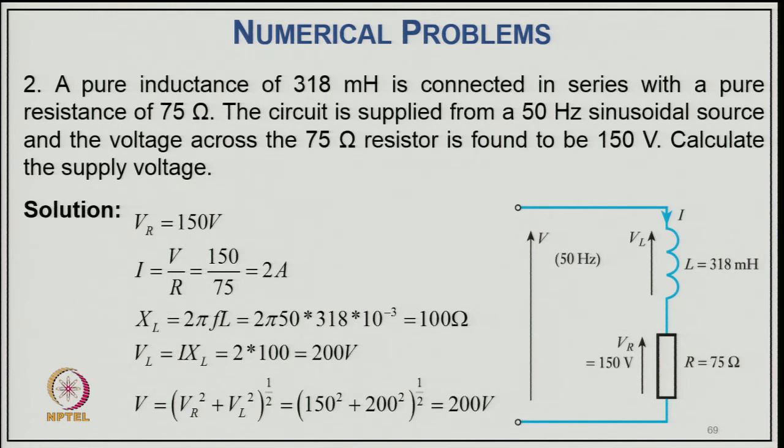Now, we can say X_L equal to 2 pi f L, that is 2 pi into 50 into 318 into 10 power minus 3, that is 100 ohm, and V_L is I X_L, that is 2 into 100, that is 200. The supply voltage will be the square root of V_R square plus V_L square, that is 150 square plus 200 square, and the square root of this will be 250 volt.